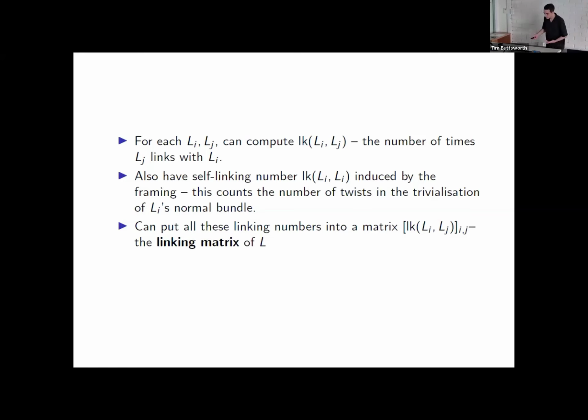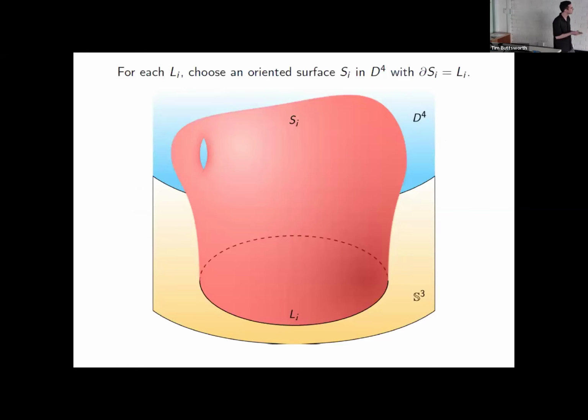And so now, right, what does this mean? Well, okay, so now what I claim is that this linking matrix is going to be the intersection form of my four-manifold. How can we see that? So we want to show that the linking matrix is my intersection form. So how can I see that? So for each of my link components in S3, I could just choose some surface in the four-ball, right, which has that component as its boundary.